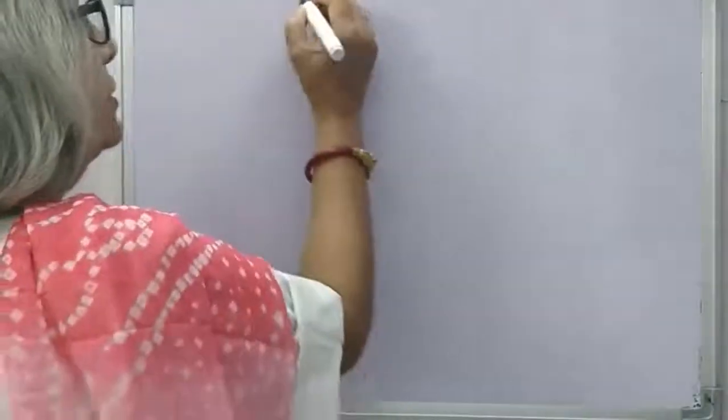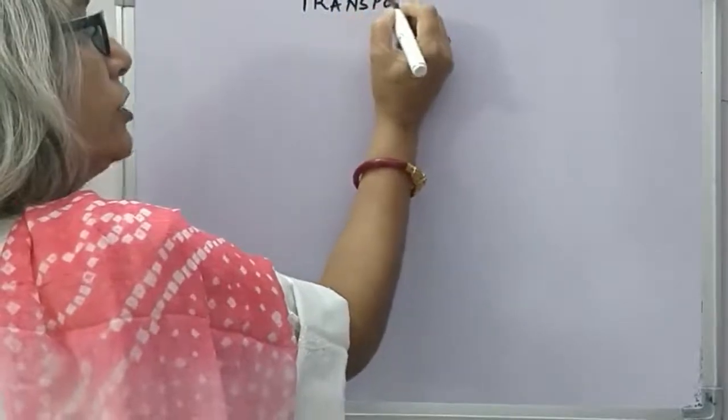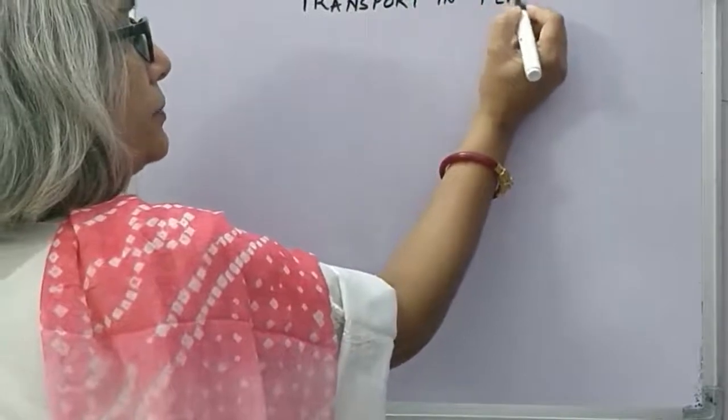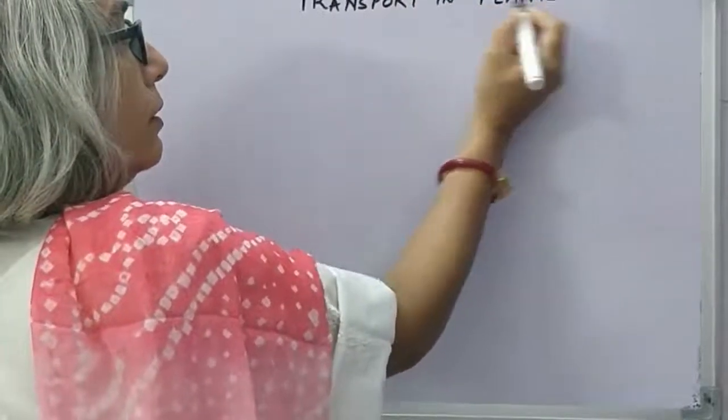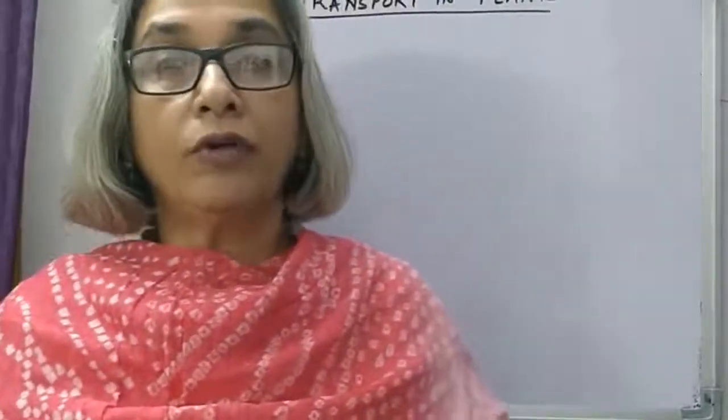So today we will begin with the first chapter, transport in plants. Under plant physiology, the first chapter, transport in plants. Now, when we talk of transport, it means movement of substances from one place to another.